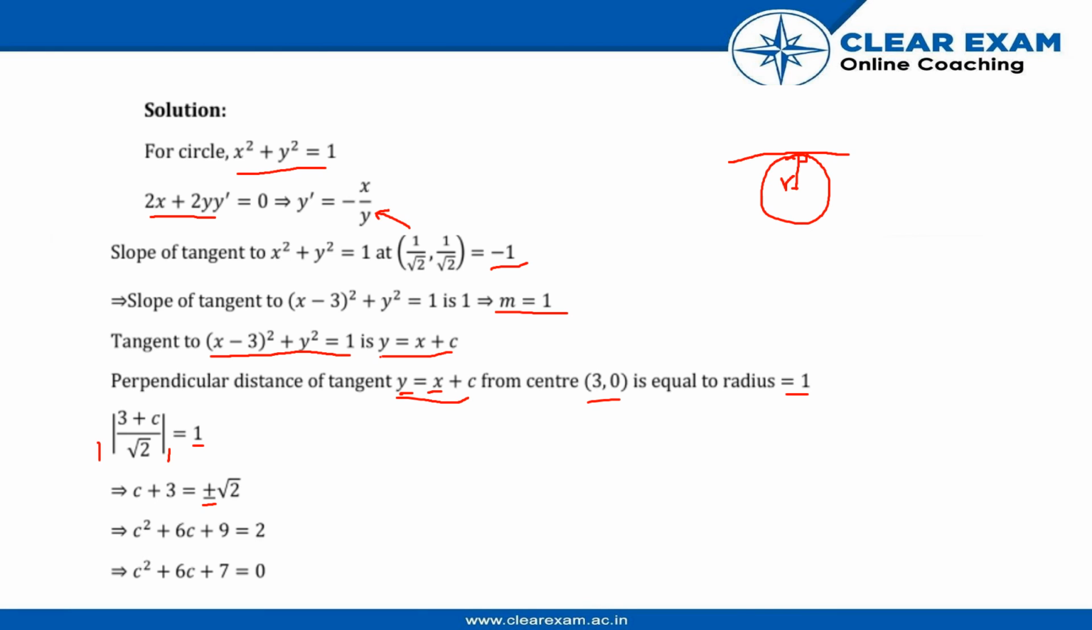So we take the positive one, which is c plus 3 equals root 2, and squaring this on both sides, we get c square plus 6c plus 9 equals 2. And we further evaluate: c square plus 6c plus 7 equals 0, which is the answer.